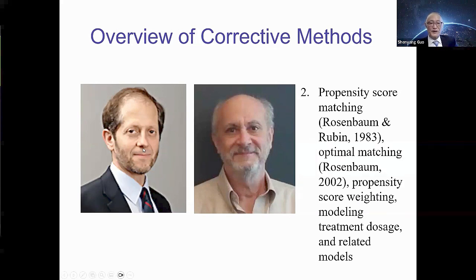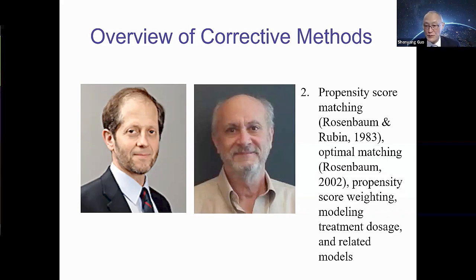This is Paul Rosenbaum, professor at UPenn. This is Donald Rubin, professor of statistics from Harvard University. In 1983, these two authors developed and published propensity score matching and related models. This set of models is all based on the seminal paper published in 1983.